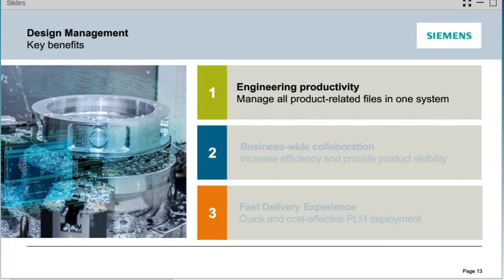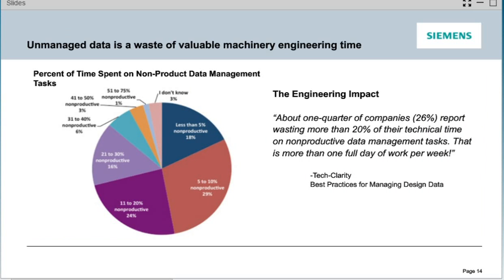So what I've got here is a survey that Tech Clarity did. They went out and asked companies to do a self-report within their engineering groups, giving a report on where they see wasted time, or how much time they're wasting on non-productive tasks. What came back is that about a quarter of the group said we're wasting more than 20% of our time on technical time that's really a non-productive task.